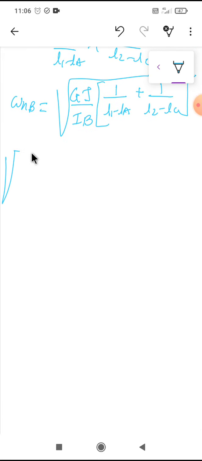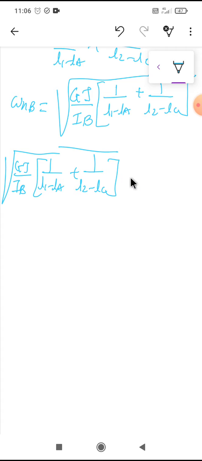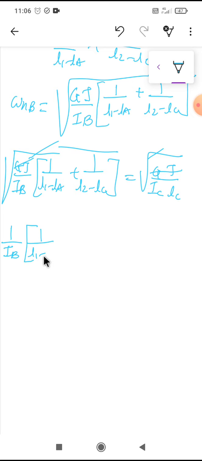So let's compare. The square root of GJ by IB into 1 upon L1 minus LA plus 1 upon L2 minus LC is equal to the square root of GJ by, suppose I'm comparing C, IC LC. Here we cancel out the root terms and GJ. We are left with 1 upon IB into 1 upon L1 minus LA plus 1 upon L2 minus LC is equal to 1 upon IC into LC. This is the form after removing the square root and GJ.